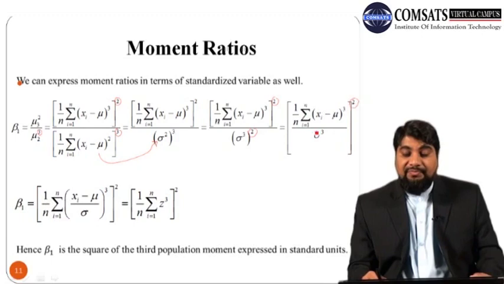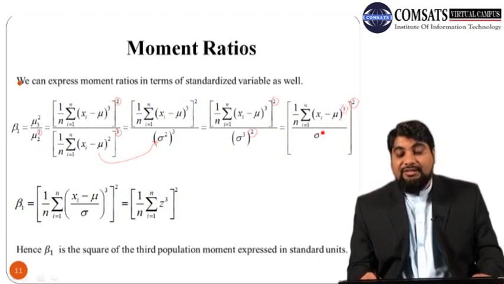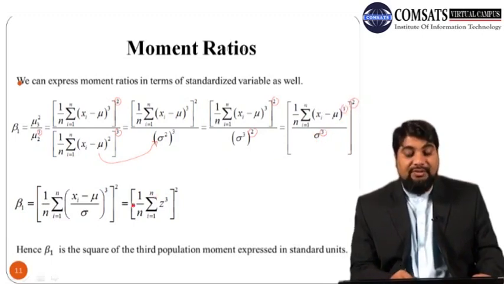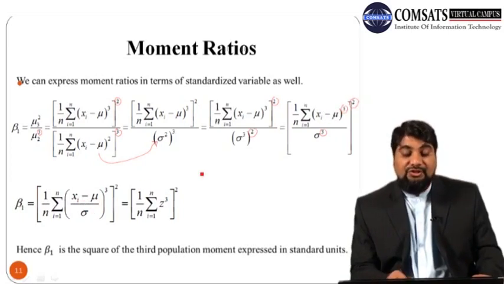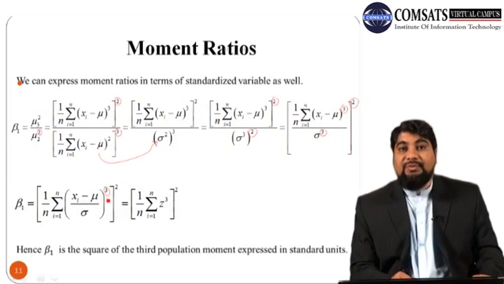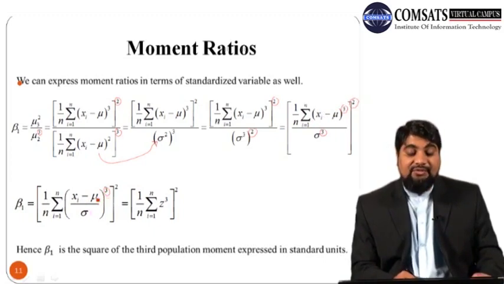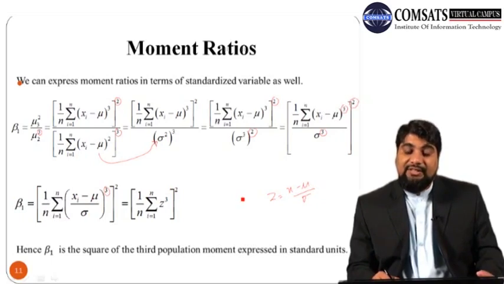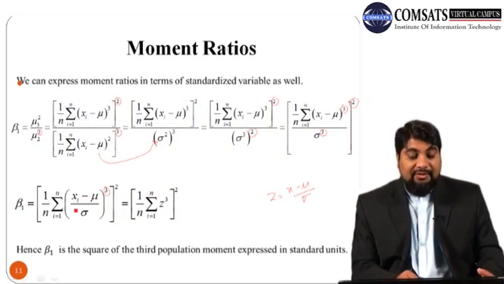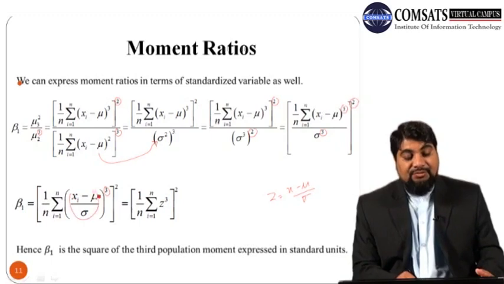So in the next step, since we have a cube here and this sigma is a constant, we can divide this sigma by each element of x minus mu. So just shift this sigma here and put the cube on this whole expression. And remember that x minus mu over sigma is z, which is a standardized variable. So just replacing this x minus mu over sigma by this z.